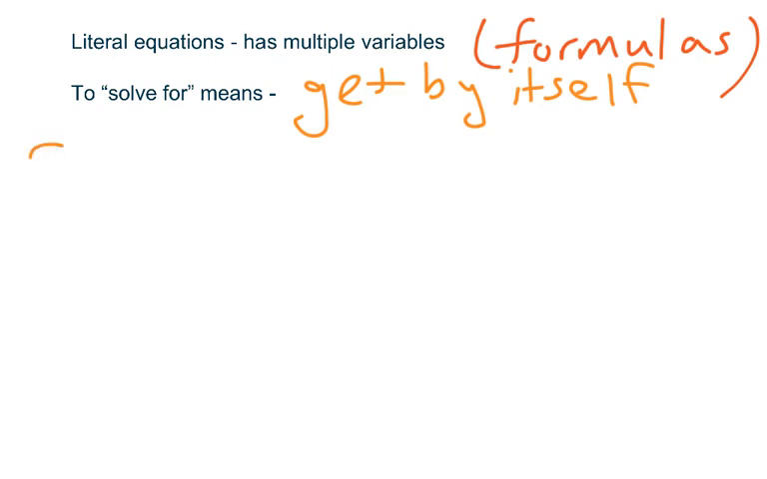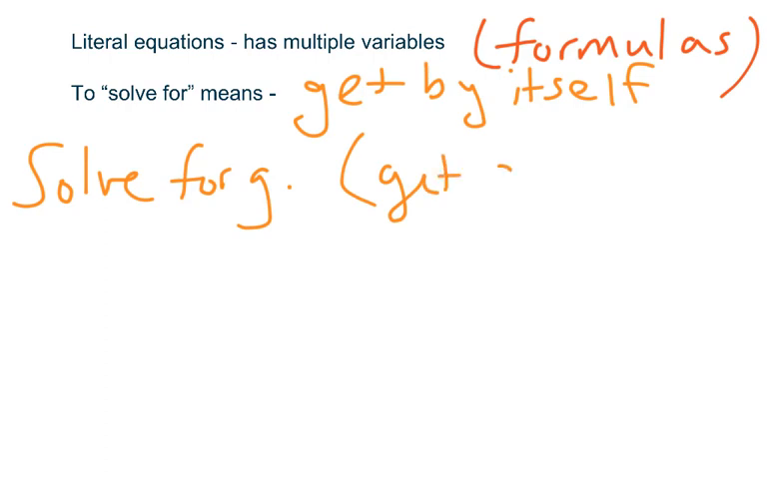So if you were to see the directions, "solve for G," the way you interpret that is get G by itself. So you're looking at your formula and you want to get the G all by itself. On the next slide, I'm going to put up a literal equation. This is actually a physics formula for free fall motion. If you drop something, it'll tell you how far it's fallen. So let's take a look at that.